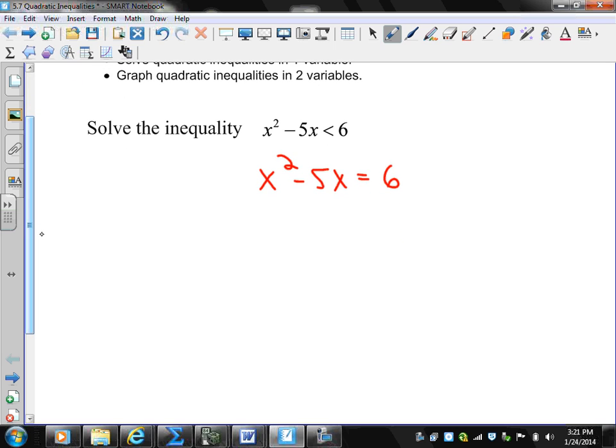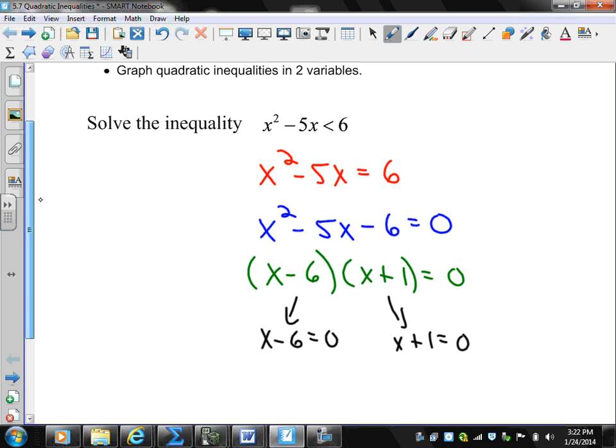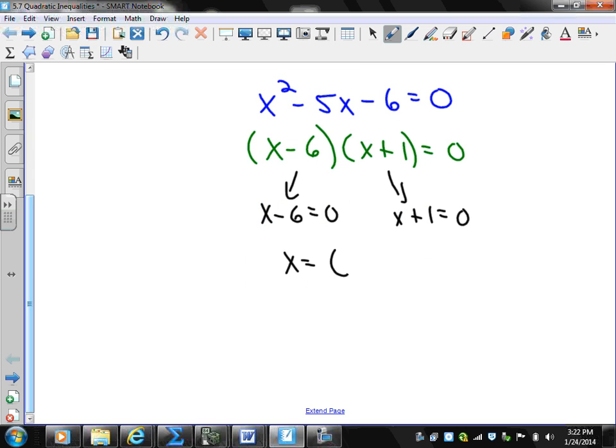So when I notice that this is a quadratic that has multiple terms, an x squared and an x, I'm going to get everything on one side. And I'm going to solve this like a normal quadratic. This one is factorable to x minus 6, x plus 1 equals 0. So I'm going to factor like that, and then I'm going to split these up. And I'm going to get what we call critical numbers of 6 and negative 1 from these two pieces.